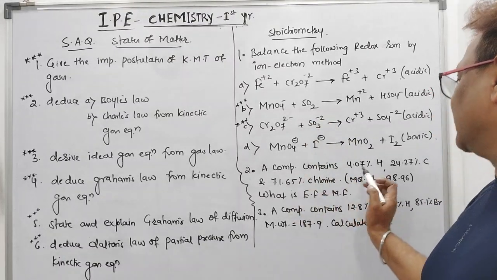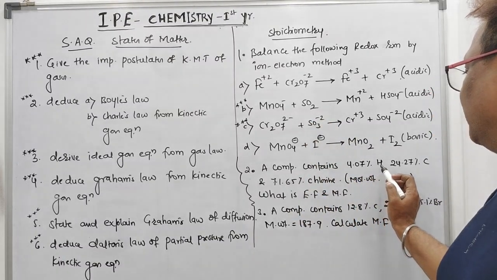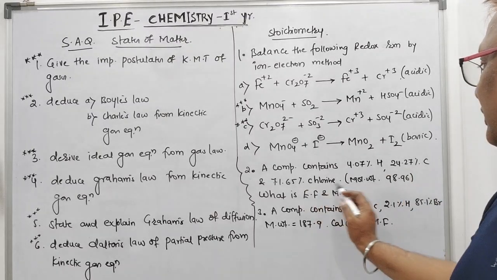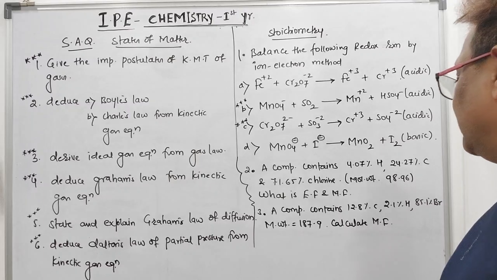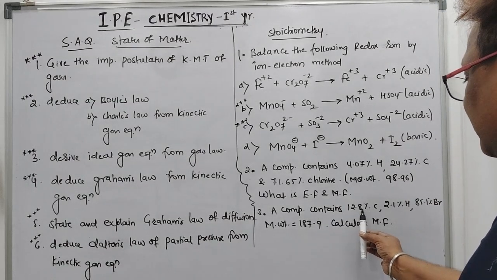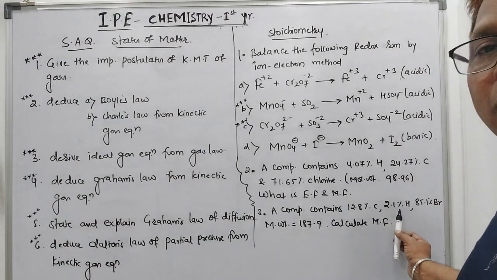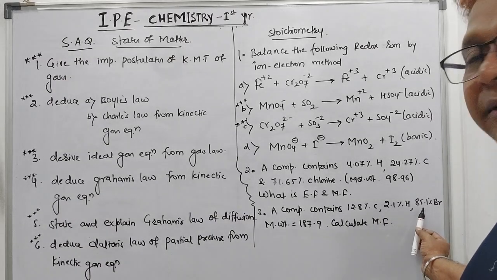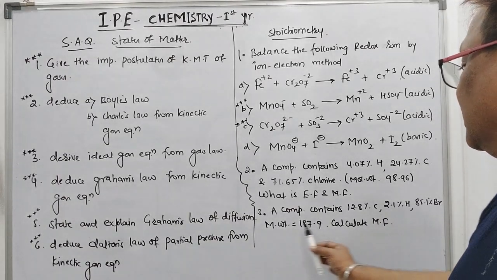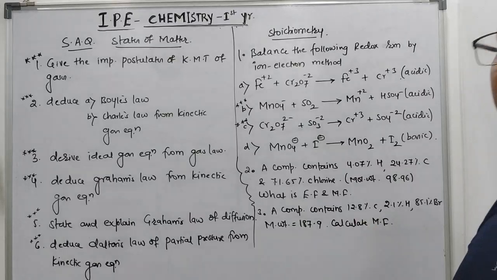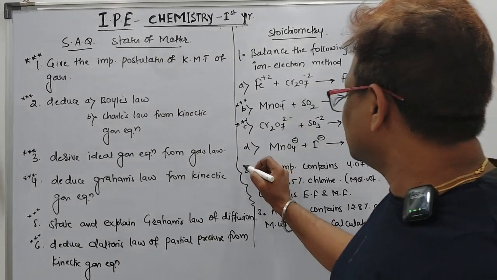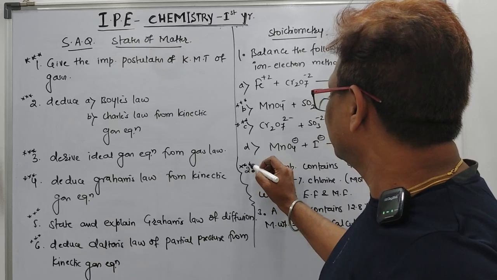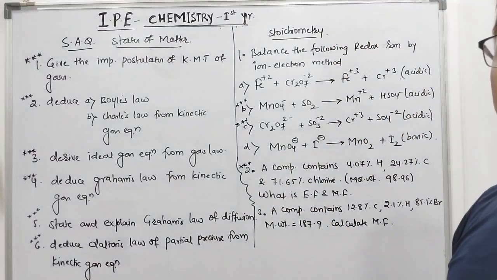Then this is a compound containing 4.07% hydrogen, percent of carbon, chlorine, molecular weight, empirical formula, molecular formula. This compound also contains 12.8% carbon, 2.1% hydrogen, 85.1% bromine. Molecular weight is given, calculate the molecular formula. Among these 2, this one is the most important. Right, take a screenshot of this one.